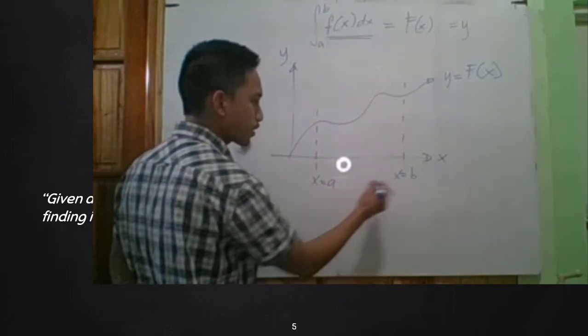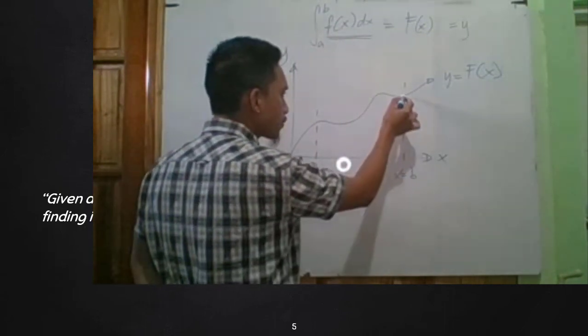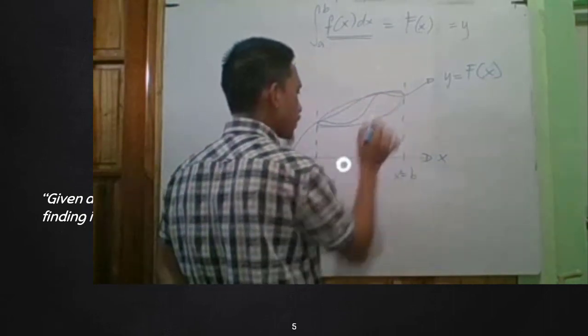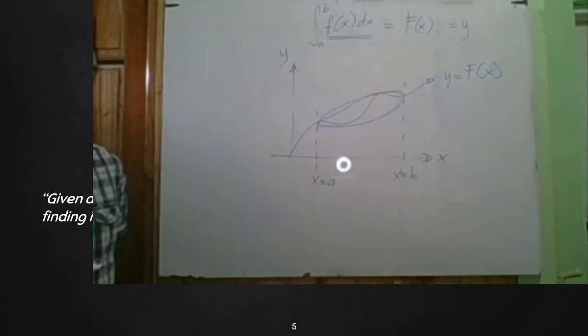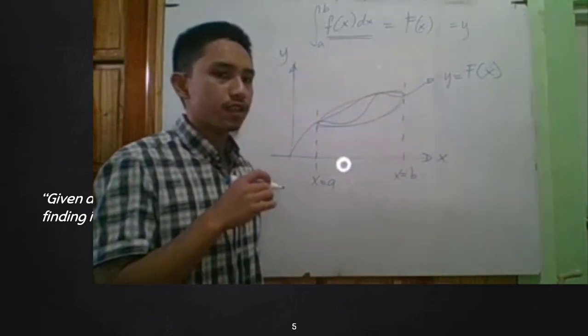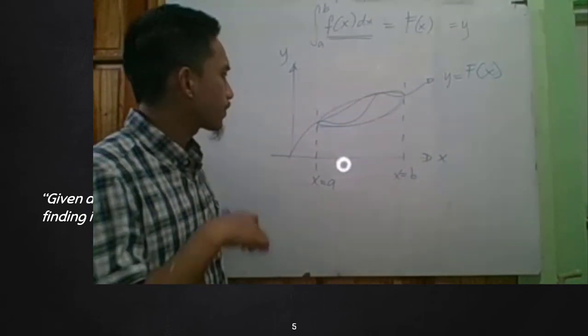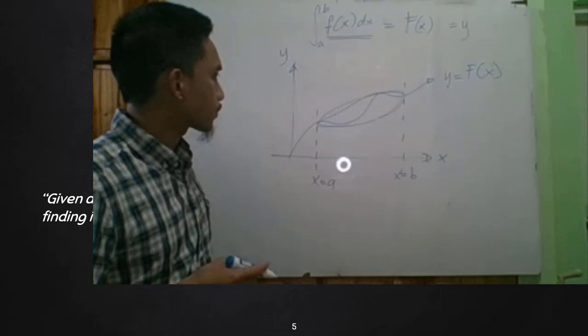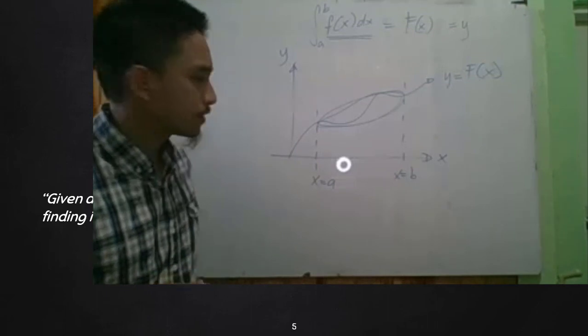This is x equals a to x equals b. So we are trying to get this value between x equals a and x equals b. Whatever that function symbolizes, whatever the value of that function.